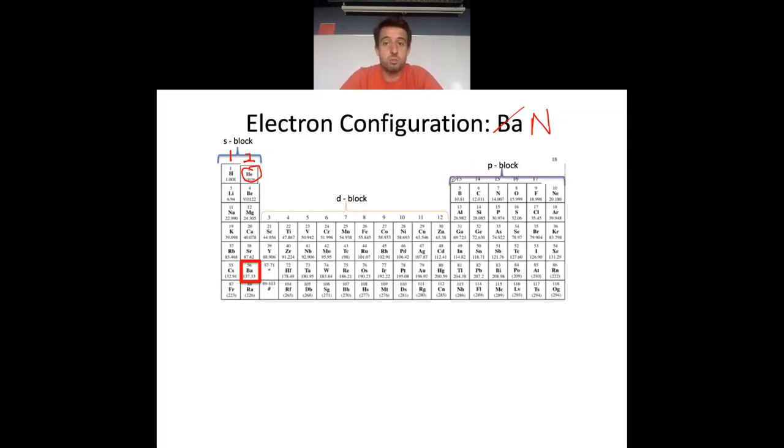Column 13, you might think it has 13 electrons. Nope, it's got 3 valence electrons. Column 14 has 4 valence electrons. These are the outermost electrons. Column 15 has 5. Column 16 has 6. Column 17 has 7. And column 18, they have 8.